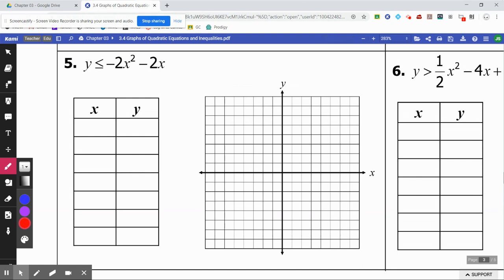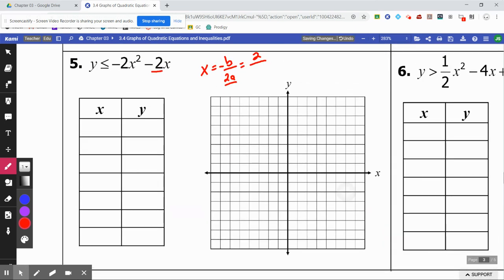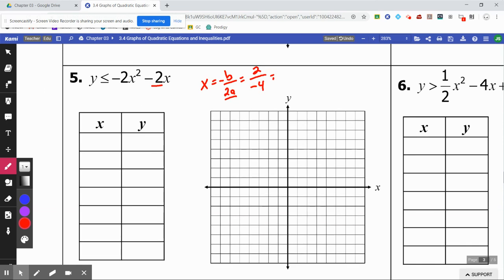Axis of symmetry and vertex, negative b over 2a. Your b value here is -2, so that'd be negative -2. I'm going to go ahead and make that positive. 2 times a would be 2 times -2, which is -4. That doesn't divide, so we're going to reduce it. That'd be -1/2 is your x value.